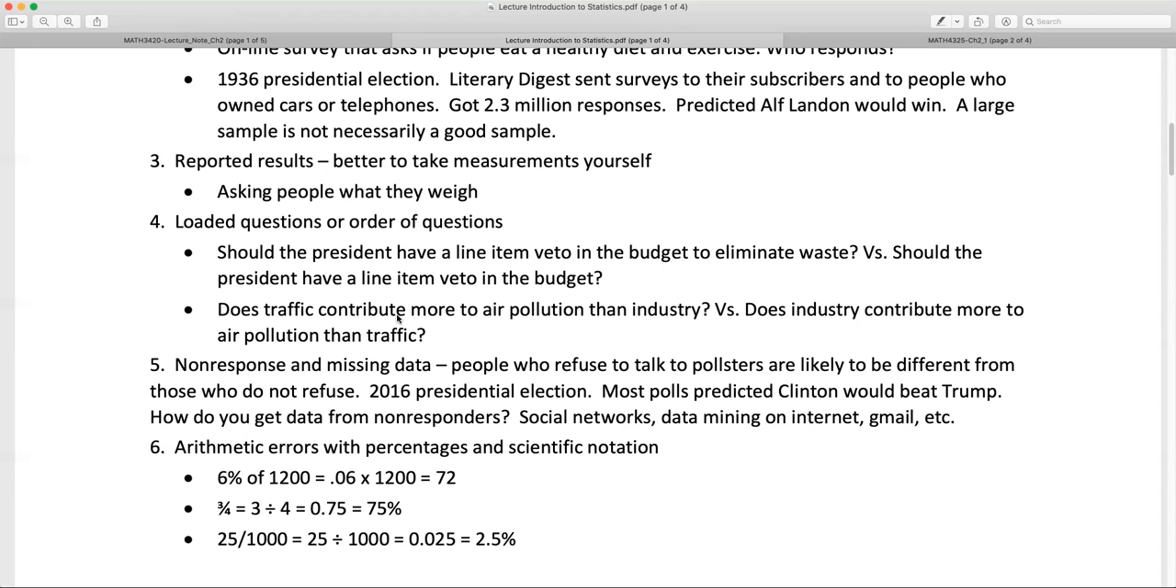That was a poll conducted in Germany, with a very different response rate. In the first question, 45% blame the traffic and 27% blame the industry. For the second question, does the industry contribute more to air pollution than traffic, they just switched the items. Only 24% blame the traffic, and 57% blame the industry. So in this case, how can you handle it? They had to completely separate the questions.